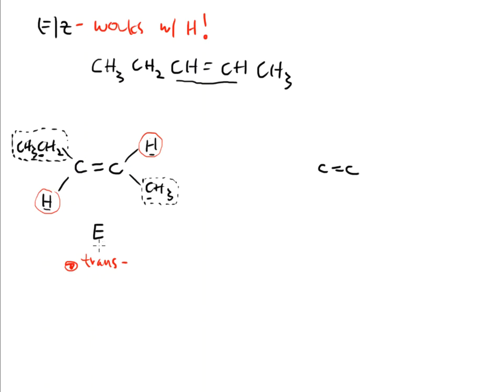The E and Z are for really the newcomers, the newcomers to the field. E and Z will work with most every single thing, every single double bond that we have. And because of that, it's a surefire way to make sure that it does work versus cis and trans that really only works for hydrogen groups, and that's it.